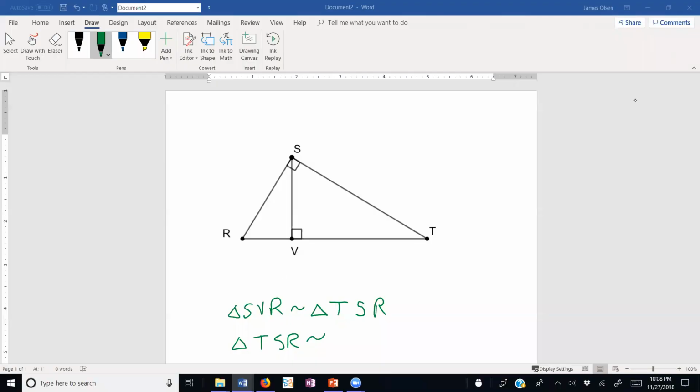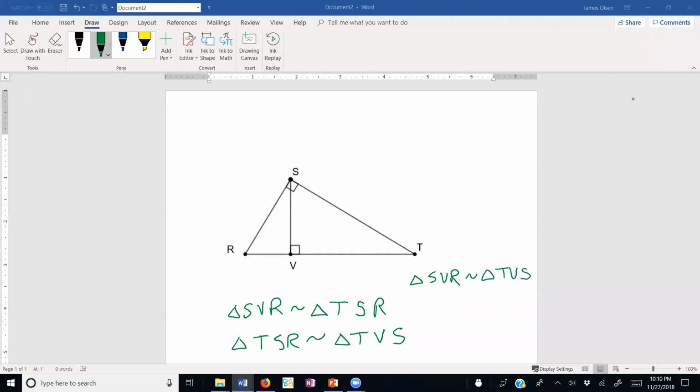The large triangle, triangle TSR, is similar to the right-hand triangle, and let's write those letters down in the correct order. Angle T will correspond to angle T. The middle letter is the right angle, that will be angle V, and angle S is the third letter. And then our conclusion by putting these together is that the left-hand triangle is similar to the right-hand triangle. We have triangle SVR similar to triangle TVS.